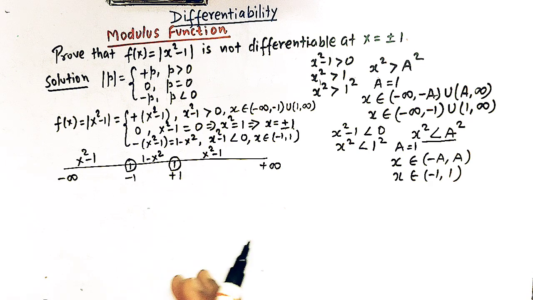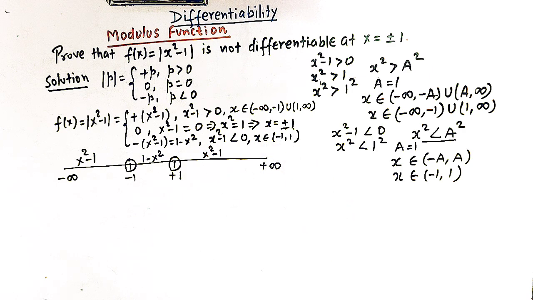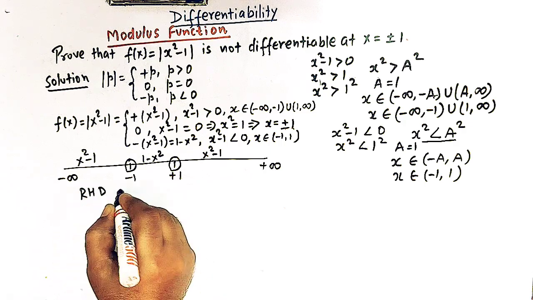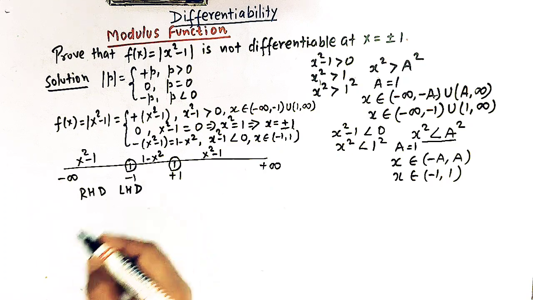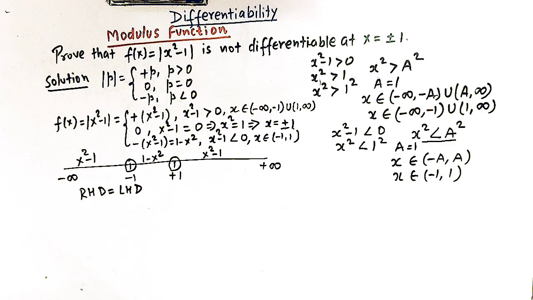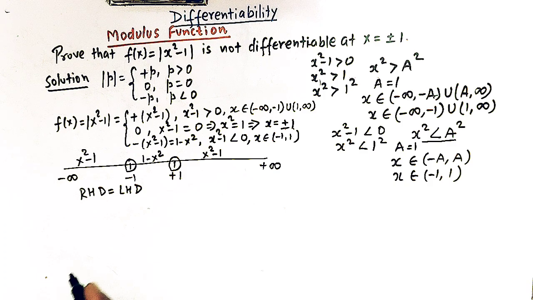So now we are in a position to find out the right hand derivative and the left hand derivative at these 2 points, that is x is equal to 1 and minus 1, right? And from the definition of differentiability of a function, we know that if the right hand derivative and left hand derivative both exist and they are finite and they are equal to each other, then the function is said to be differentiable. But if the right hand derivative or the left hand derivative doesn't exist or they are not finite, then the function is not differentiable.